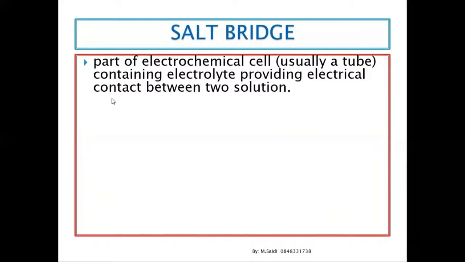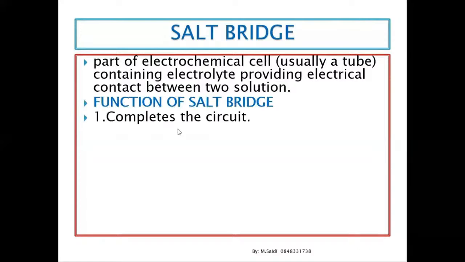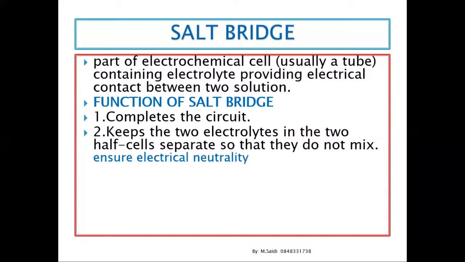Providing an electrical contact means that there is a contact. It's not physical contact. It means electrical contact. Then it means that ions must be exchanged there. It's like an exchange. Functions of the salt bridge. Number one, it completes the circuit. Simple. The anode and the cathode are being connected. That salt bridge must be there so that the circuit is complete. Number two, it keeps the two electrolytes in the two half cells separate so that they don't mix. They must not mix.